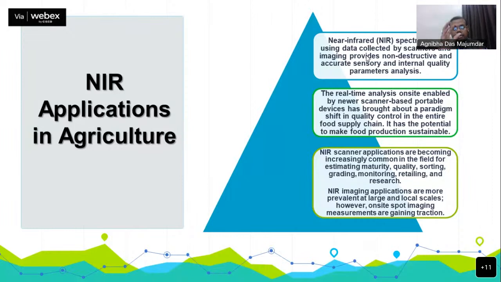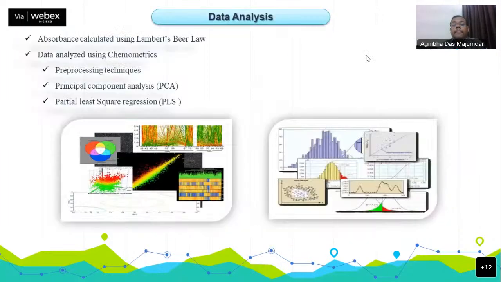And the apples that are good, we can send for export purposes. So these are the main applications of the NIR spectrometer for the food industries. It has resolved many challenges of the food industries. The NIR imaging applications are more prevalent at large and local scales nowadays. Many industries are using this kind of application.